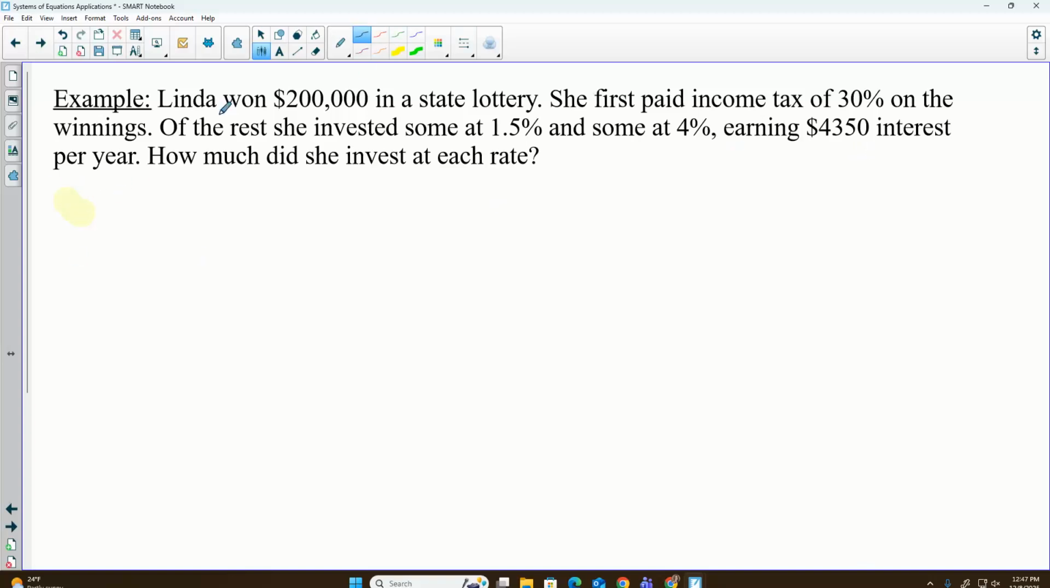So what are my things I'm trying to find? So X could be the amount at 1.5%, Y could be the amount at 4%. Now, think about your paychecks. Do you ever get everything you earn? No, the taxes are taken out before it's ever sent to you. So she did not receive a check for $200,000. How would I figure out how much she received?